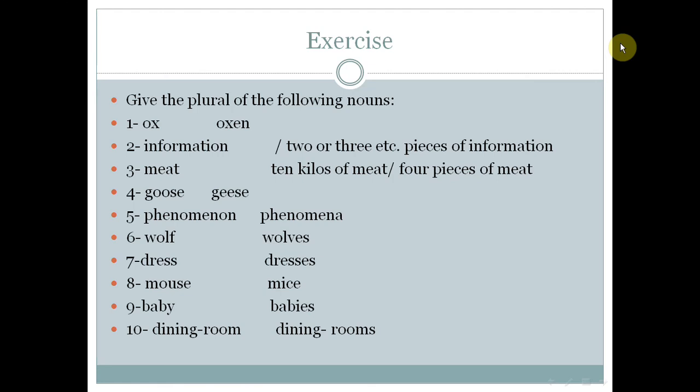Dress, it ends in double S. It's a singular countable noun, ends in double S. We know that nouns ending in O, CH, SH, double S, X form their plural by adding ES. So dress, dresses. Mouse, mice, by a vowel change. Baby, babies, it ends in Y. We drop the Y and add IES. Baby, babies. Dining room, dining rooms. So we add an S to the last noun, room.